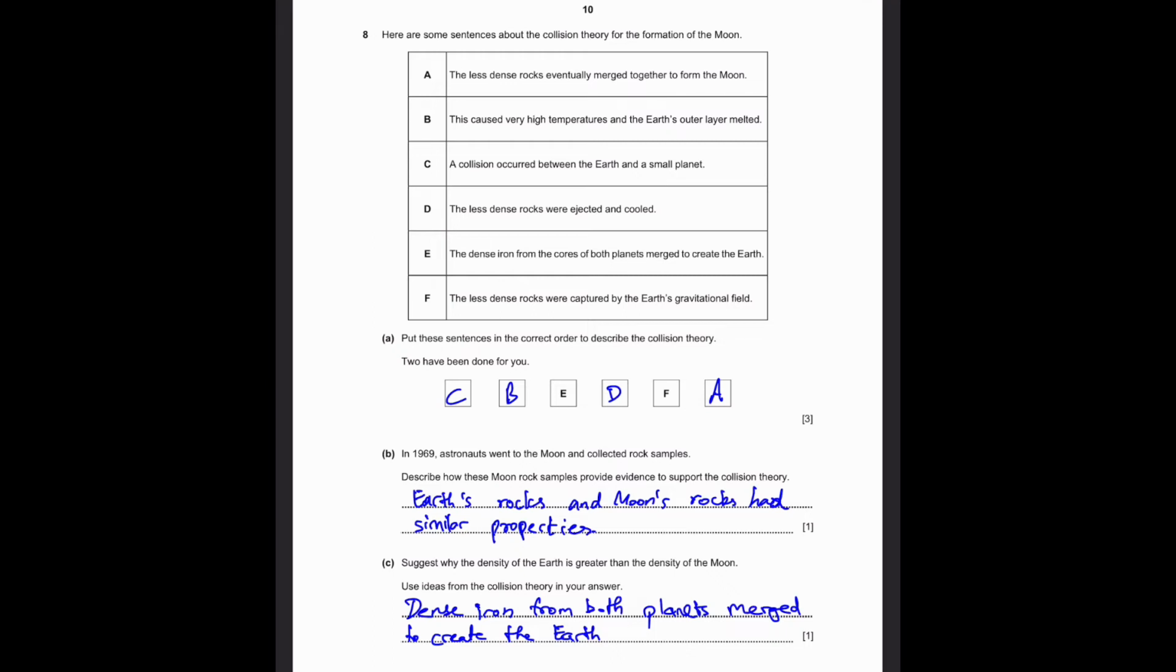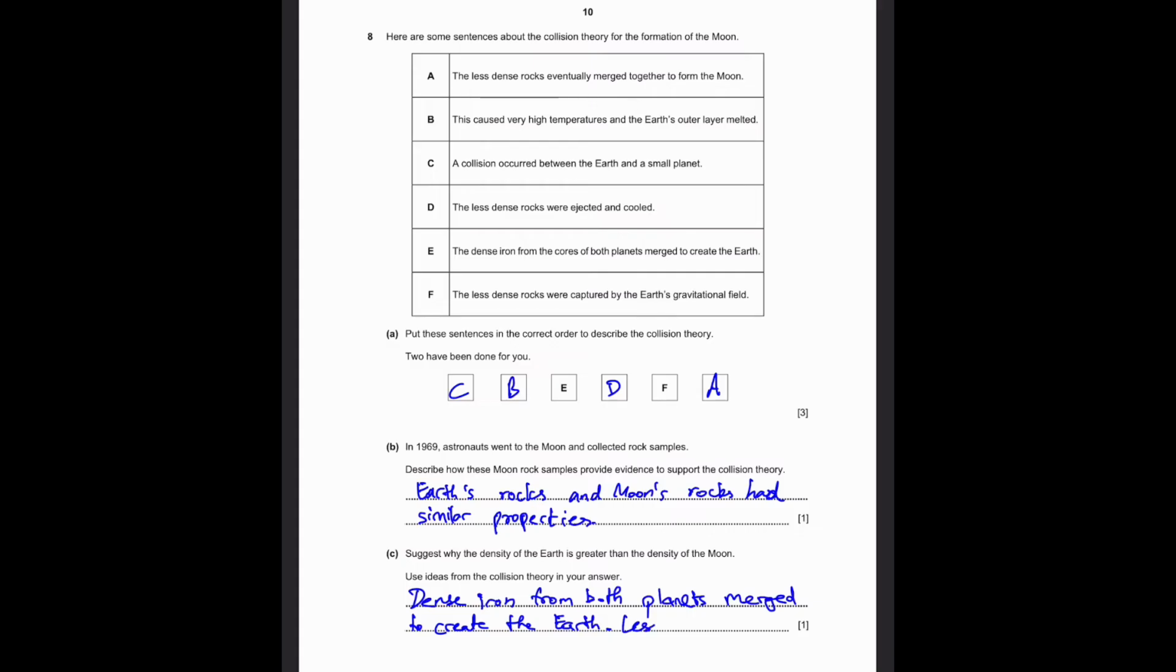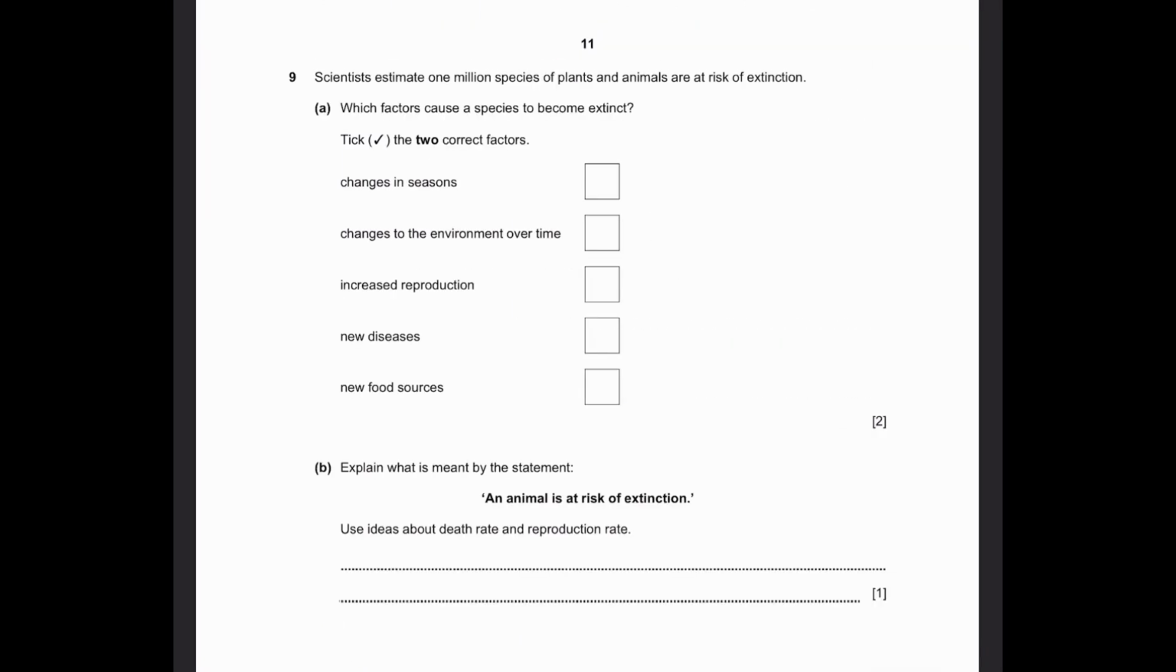Or at least you can say Earth's core. And then the less dense rocks form the Moon. That's our answer. Let's go to question 9.